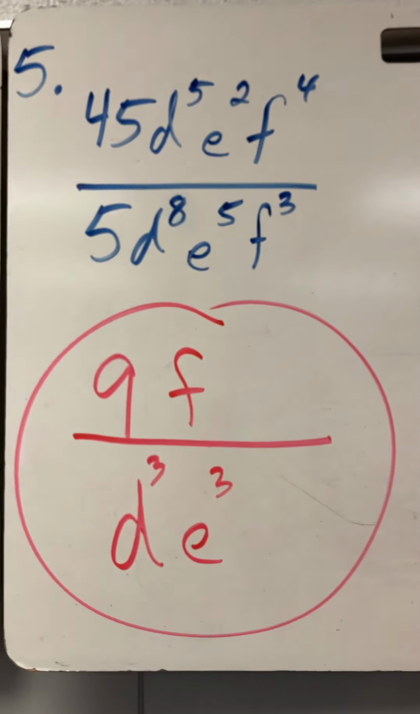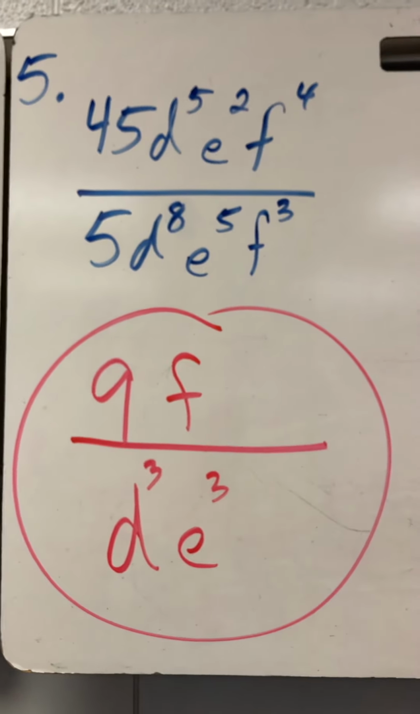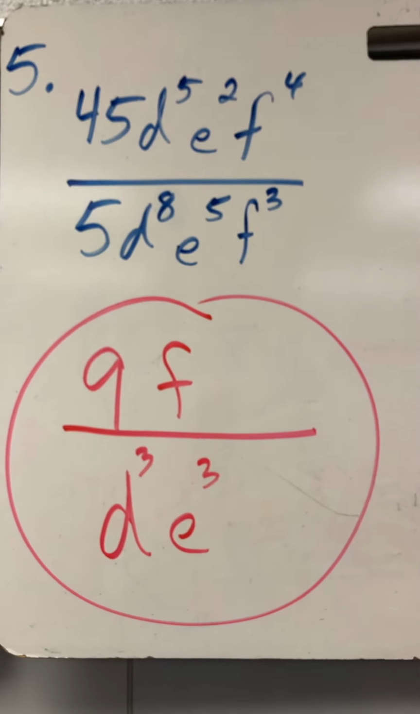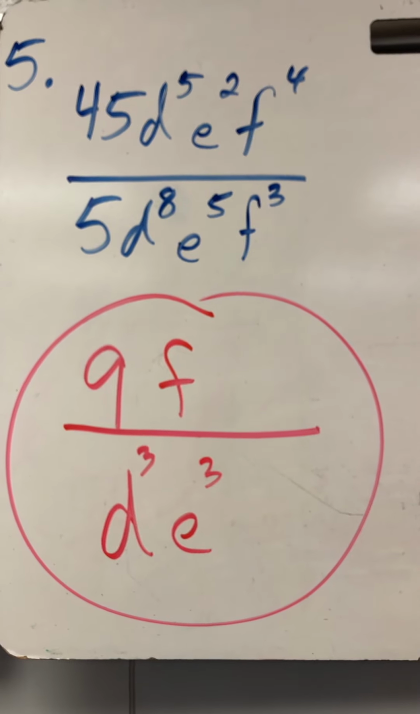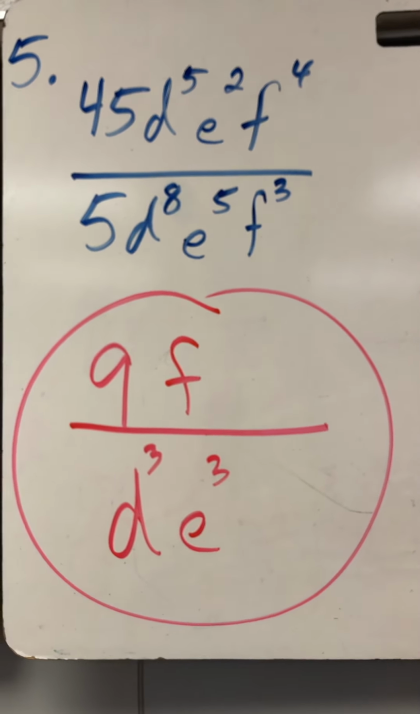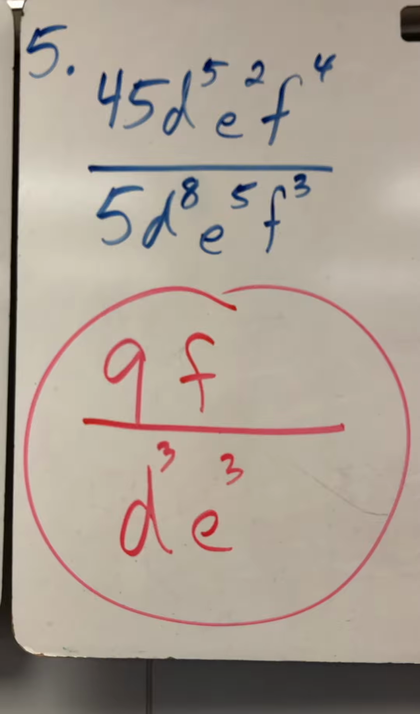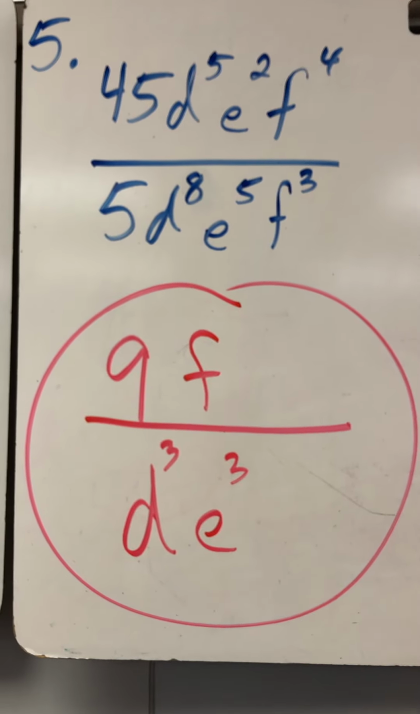45 over 5 is 9. D to the 5th, e to the 2nd, f to the 4th over d to the 8th, e to the 5th, f to the 3rd leaves you with f on top, d to the 3rd, e to the 3rd on the bottom.